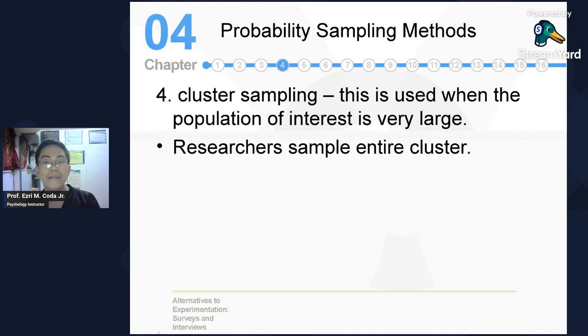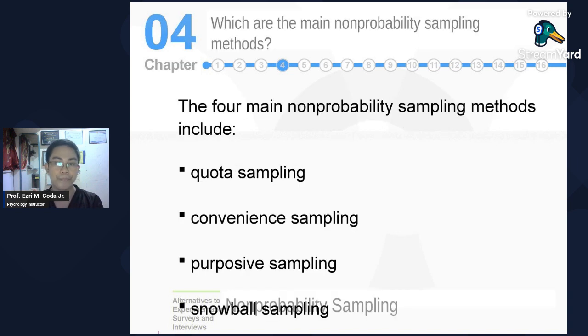Now, cluster sampling naman is used with a very large population. Mag 500,000, 100,000, million population ka na. So you really need to make clusters of your populations, and out of those clusters, you select samples. Still randomly, okay? Because that's the nature of probability sampling.